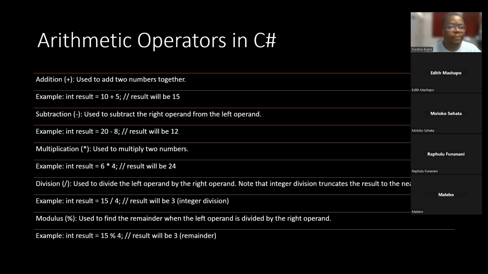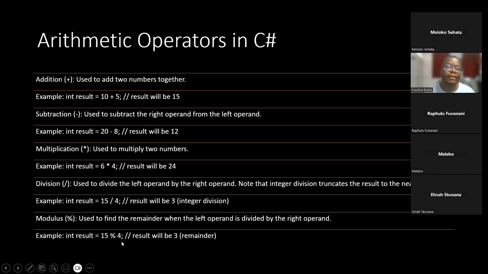Then the last operator that we have is called the modulus operator. Its only job is to give us the remainder when the left operand is divided by the right operand. So what is the remainder in this example of 15 divided by 4? We'll get the answer as 3.